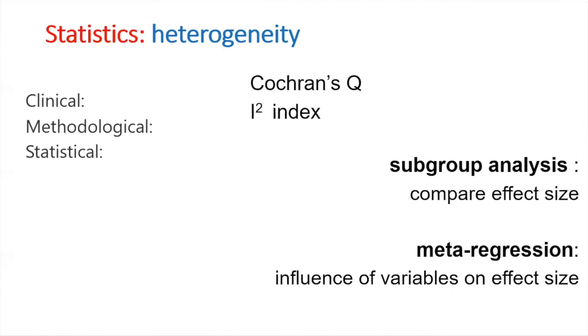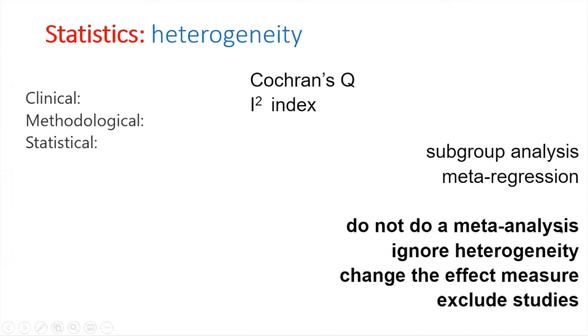There are other ways of assessing heterogeneity. You can do subgroup analyses, i.e. you compare the effect size in subgroups, or you do a meta-regression analysis, which is to study the influence of variables on effect size. If we get a lot of heterogeneity, the authors can simply not do a meta-analysis, or one can ignore the heterogeneity. We can certainly change what we are measuring, i.e. the effect measure, or we can exclude studies because, say, a single study had a whole bunch of outliers. So we can exclude that study if it is producing significant heterogeneity, but the authors have to acknowledge that.